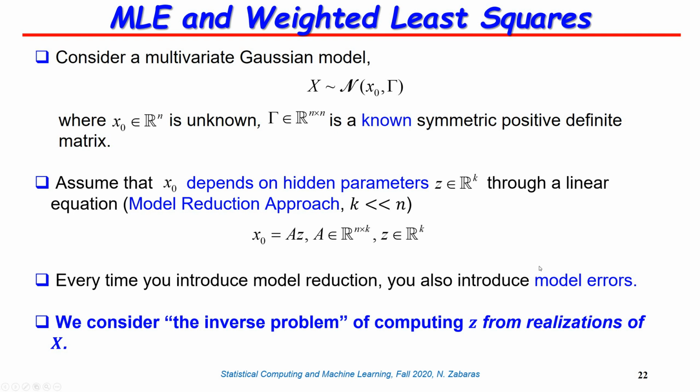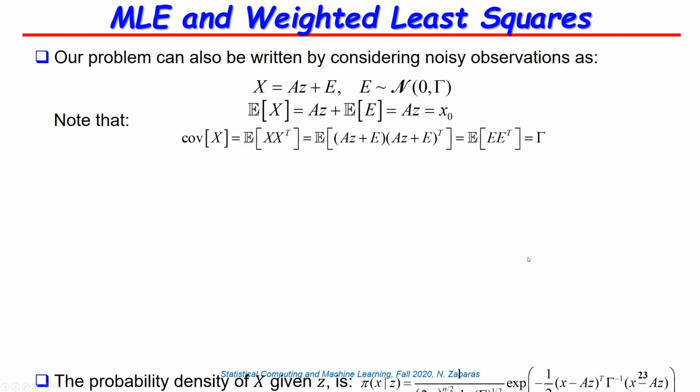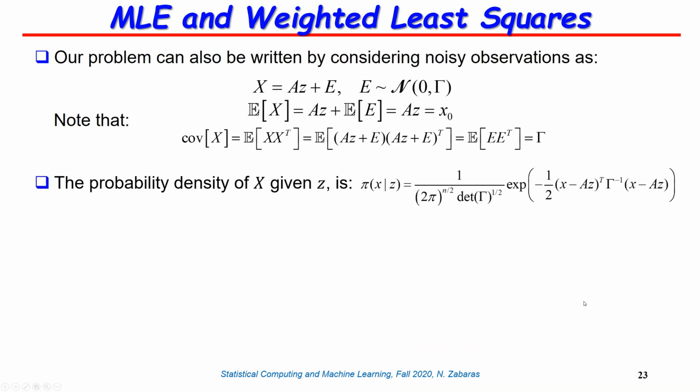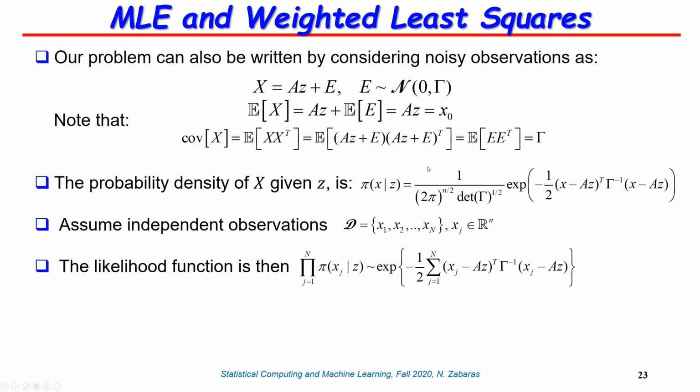So I'm going, obviously, to use maximum likelihood estimation for z. What we're going to do is assume that we have a bunch of data samples for x, and this is my Gaussian model, the model that I started with. Gamma is assumed known, A is assumed known. So this is the probability model that I have. I'm collecting a bunch of data.